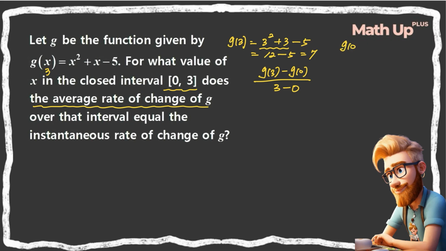And g of 0, if we substitute 0 for x, that's negative 5, right? That's negative 5. So this is equal to 7 minus negative 5 over 3. That's 12 over 3, so that's 4.